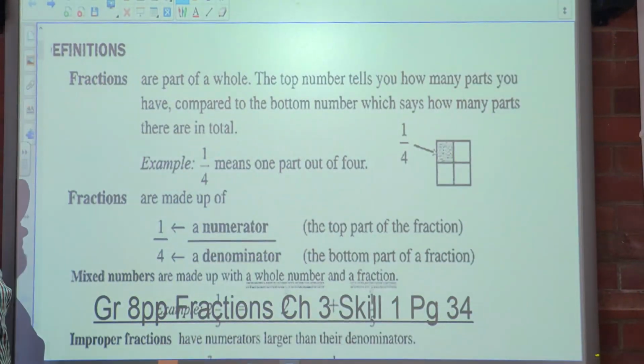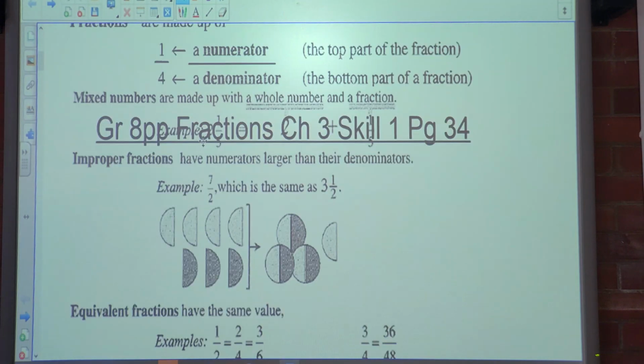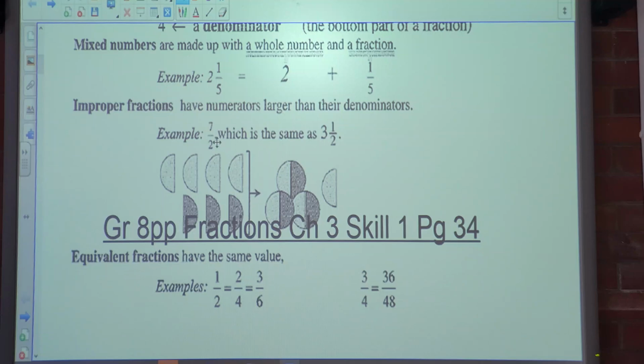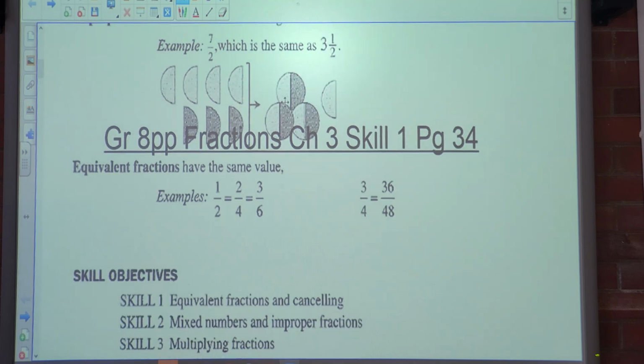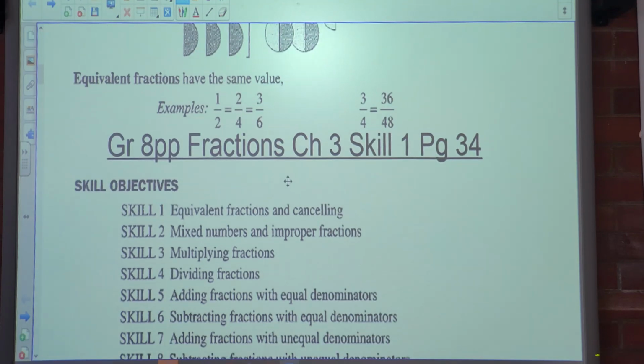Okay, so you guys, we know already what the numerator, denominator, and things like that are. So we know when a number is 7/2, this is what we call an improper fraction, whilst 3.5 is called a mixed number. Okay, they are equivalent. And equivalent fractions, as we know, a half is the same as 2 quarters, which is the same as 3/6, the same as 100 over 200, and so on.